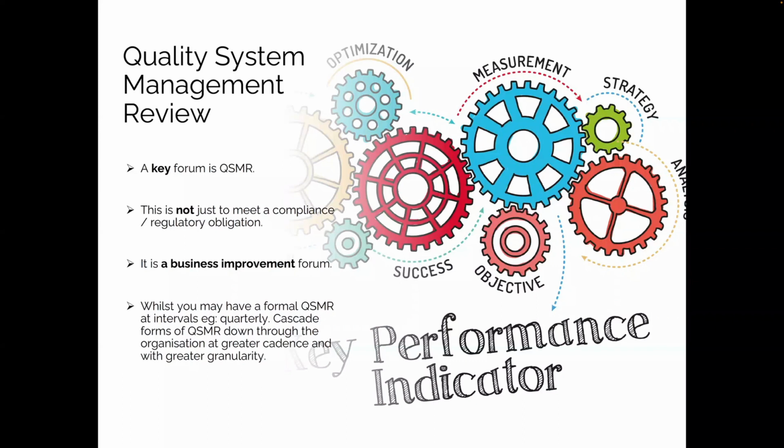And whilst you may have a formal QSMR that happens at intervals defined by your procedures, and they may be quarterly, yearly, or twice a year, I do encourage you to cascade forms of this QSMR down through your organisation with greater cadence in terms of how frequent they are, but also how detailed they look at the data, in terms of the aspects and the granularity of the data. So you could have a QSMR that happens twice a year, but many organisations have an equivalent meeting monthly where they look into the quality data in a bit more detail. And they may even have subgroups that look at aspects of the quality system in terms of the subsystems, concentrating on those areas such as CAPA or non-conformance or audit.